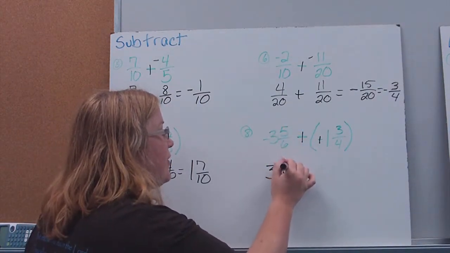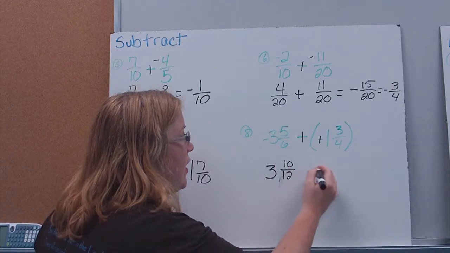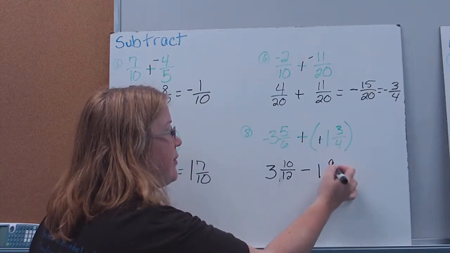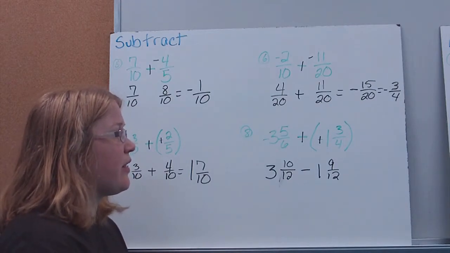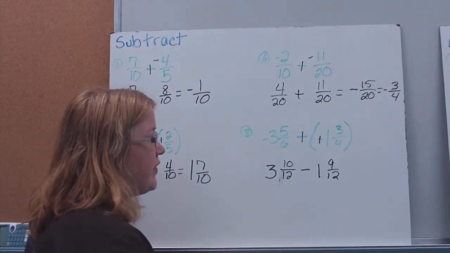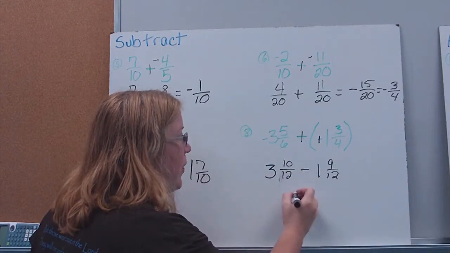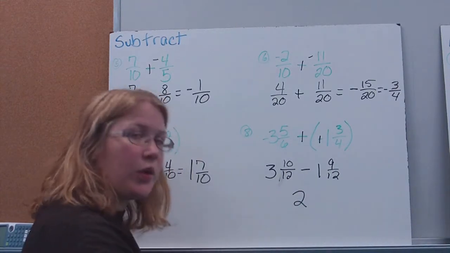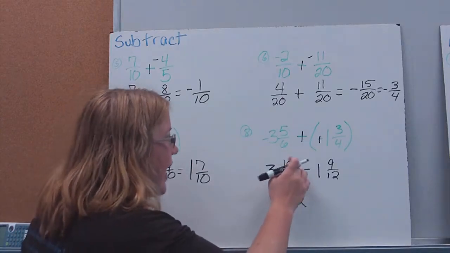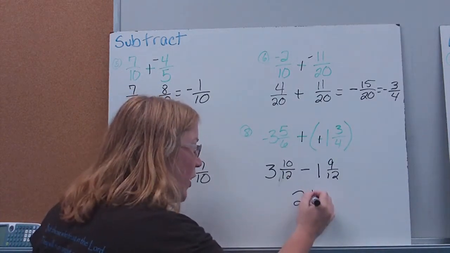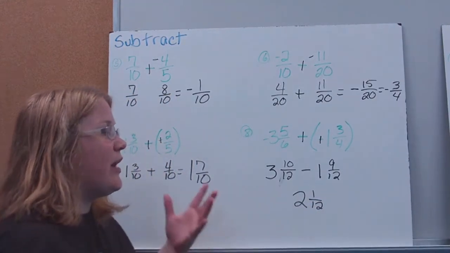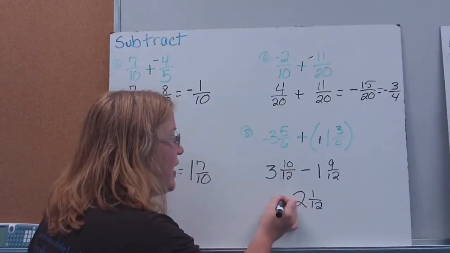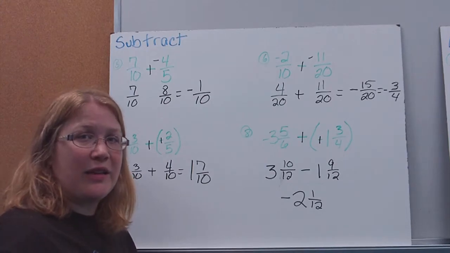6 goes into 12 2 times, so that's 10/12. Over here, I've got 4 goes into 12 3 times. 3 times 3 is 9. So here I've got 3 and 10/12 minus 1 and 9/12. So I'll look at my whole numbers. 3 minus 1 is 2. Sorry, read and think. 10 minus 9, I was getting ahead of myself. 10 minus 9 is 1, keep my denominator. 2 and 1/12. Now I need to determine what the sign of my answer should be. 3 was my larger one. It was originally negative, so my answer is also negative.